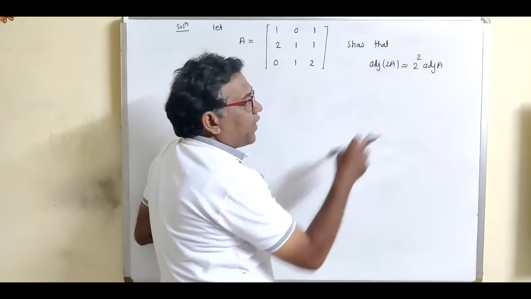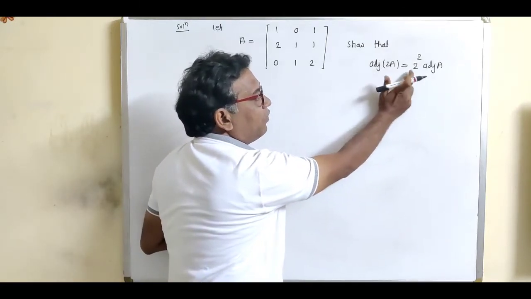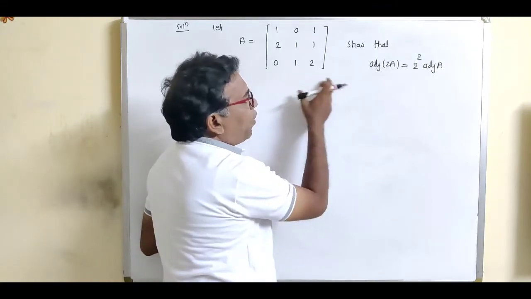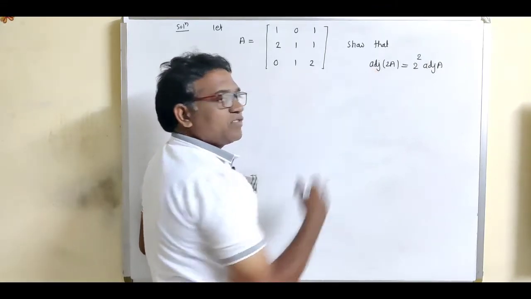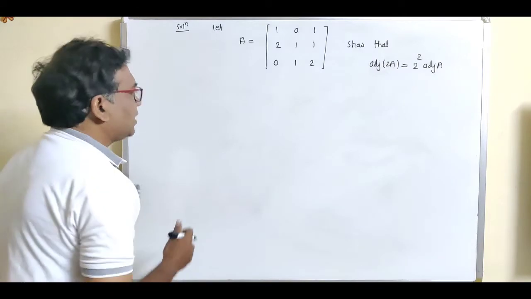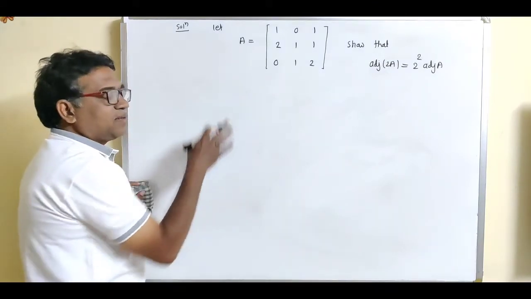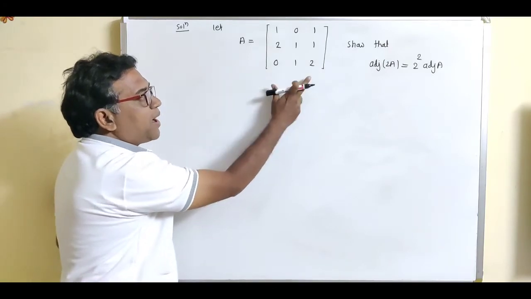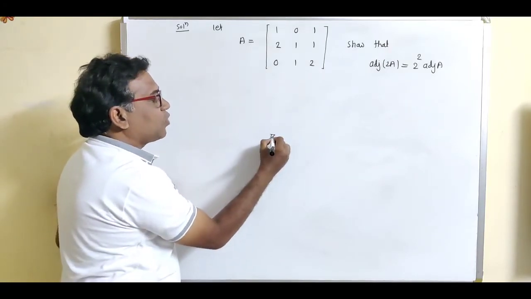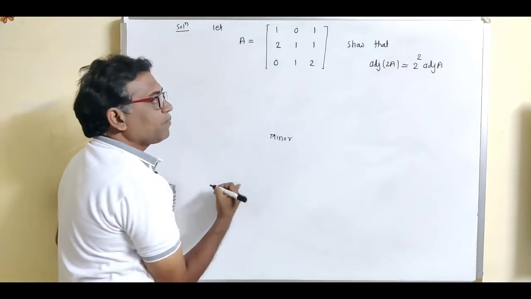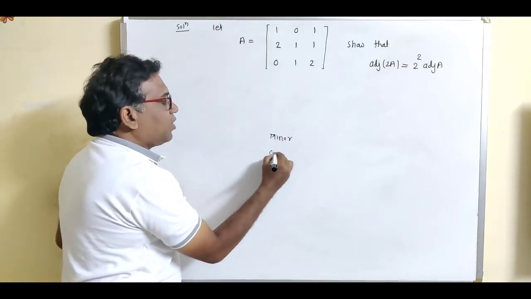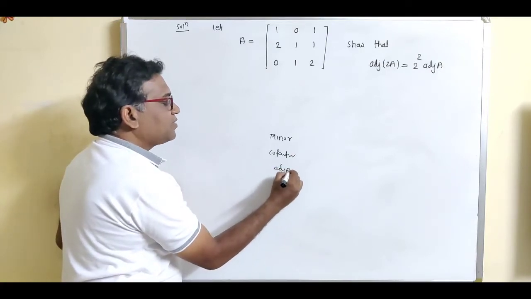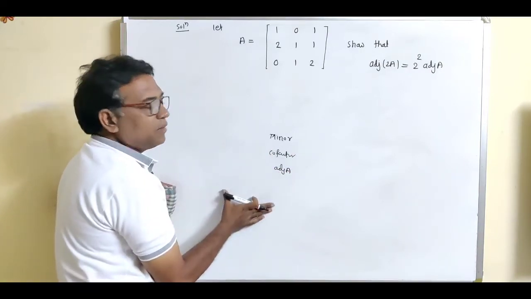Now first we find out this right hand side, which is 2 square into adjoint of A. So first of all, from the given matrix A, we find the adjoint of matrix A. Again there are 3 steps to find the adjoint of A. From the given matrix A, first find the matrix of minor. This is the first step. From the matrix of minor, find the matrix of cofactor, and finally find the adjoint of A. There are just 3 steps.